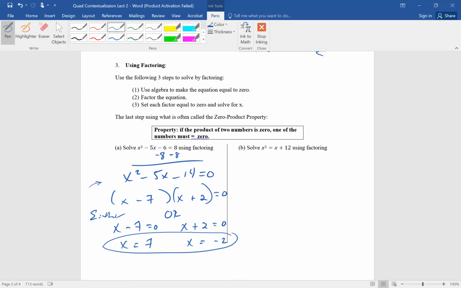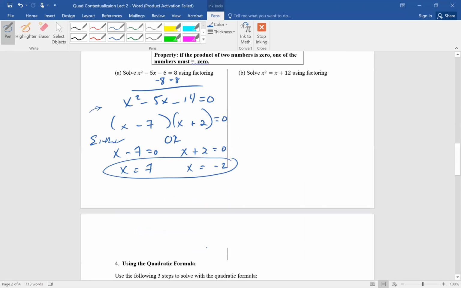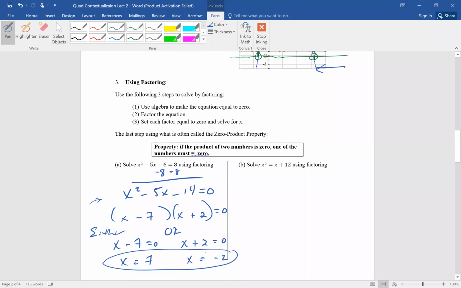Remember, sometimes they'll work, sometimes they won't, depending on the type of problem you're receiving. And for part B, stop the video, set everything equal to 0, and see if you can do that one on your own. Okay, and then we'll end the video for this portion.